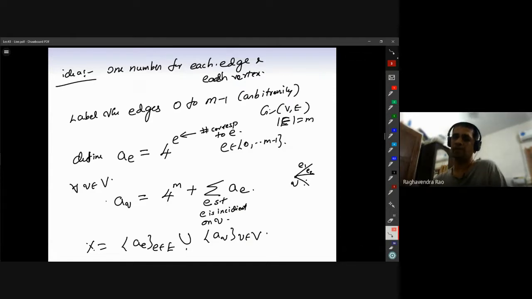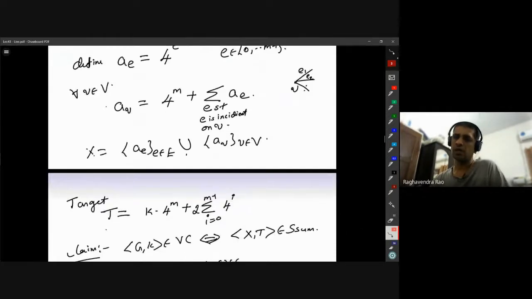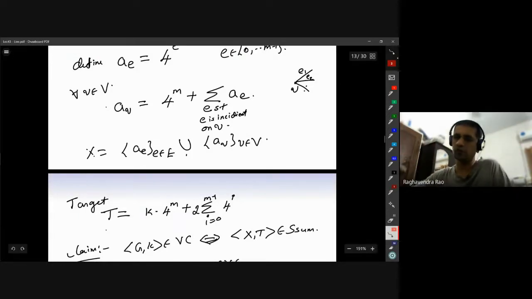Now the target number is k times 4 to the m plus 2 times the sum of 4 to the i, where i ranges from 0 to m minus 1. This is basically the sum of the values associated with each of the edges, but twice the value.